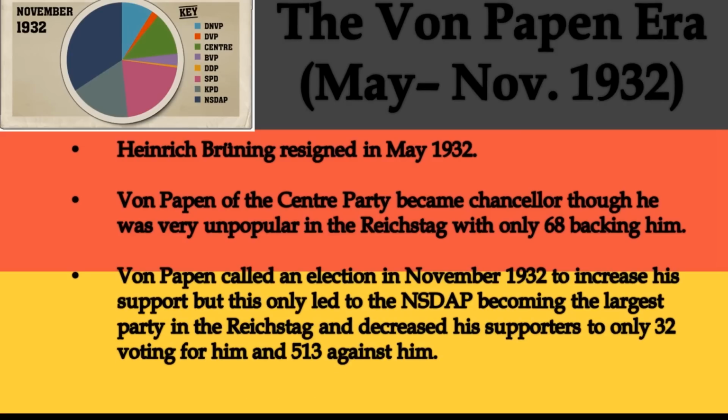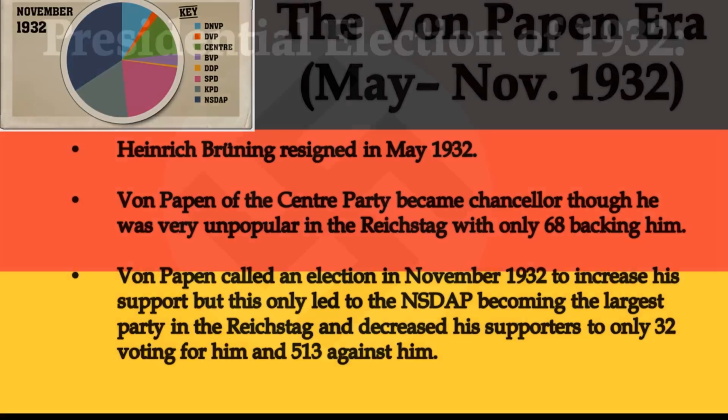Now, von Papen called an election in November 1932, and it's a bit of a gamble as well, and he tries to increase his support, but actually this just leads to the NSDAP, who would later become the Nazis, becoming the largest party in the Reichstag. If you can see in the corner again there, the dark blue, the NSDAP, they've made massive ground. The KPD have also made ground. And basically the centre parties, the traditional parties, are losing ground. And actually, because of this election that he calls, only 32 voted for him and 513 voted against him.